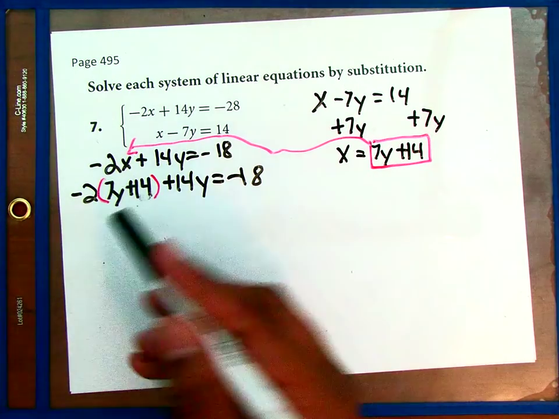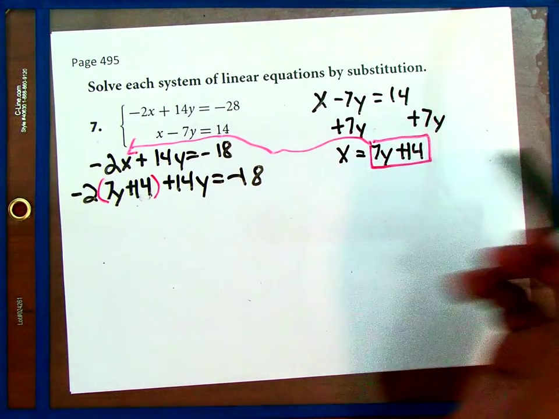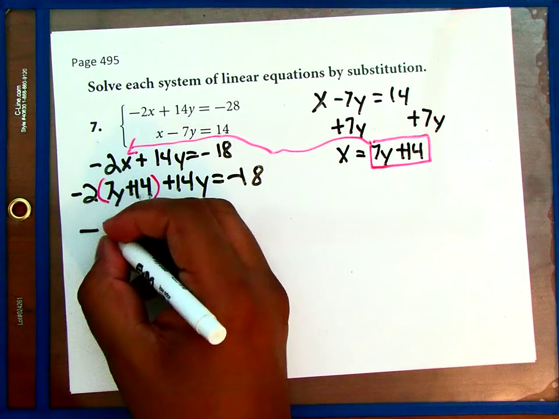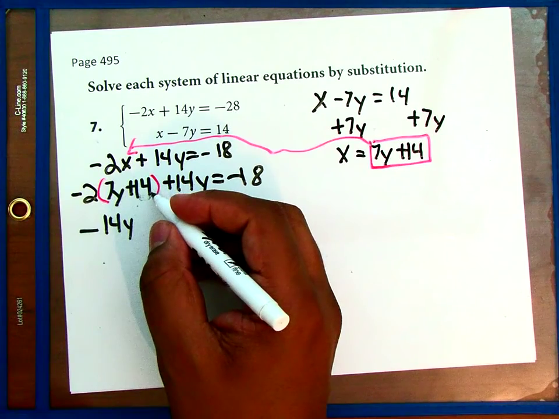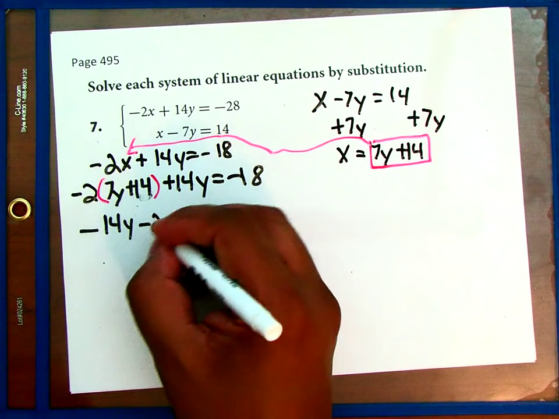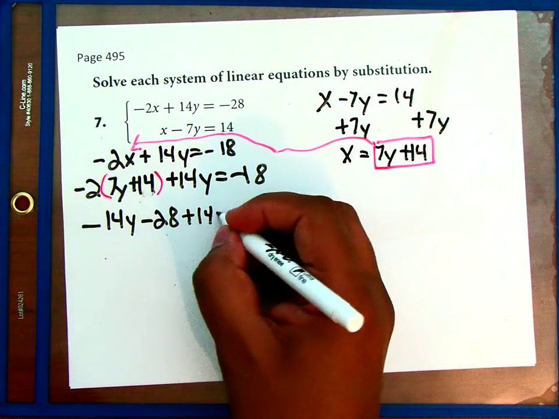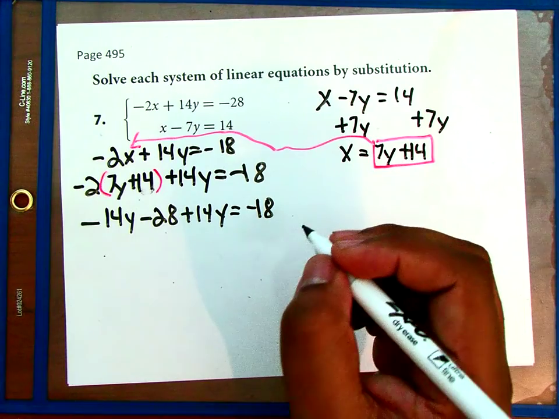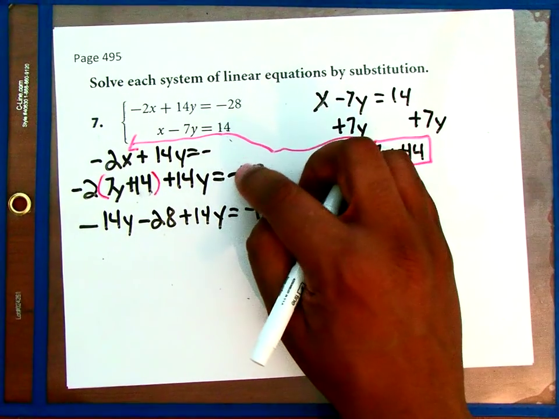All right, so now I'm going to go ahead and distribute, collect like terms, and solve for y. So once I do that, negative 2 times 7y will be negative 14y. Negative 2 times positive 14 is going to give me negative 28. Then I bring down my positive 14y here, equal to negative 18. Oh, should this be 28? This is 28.